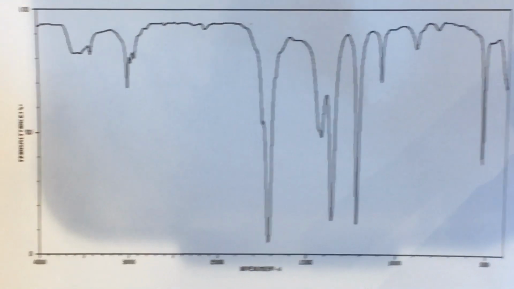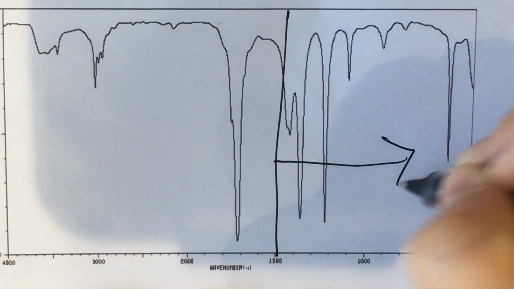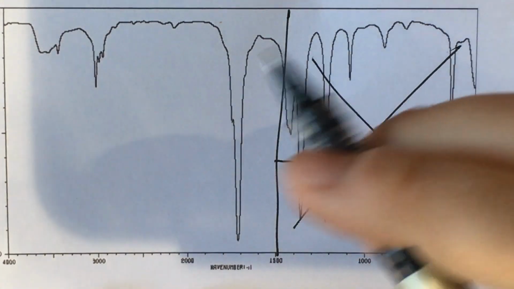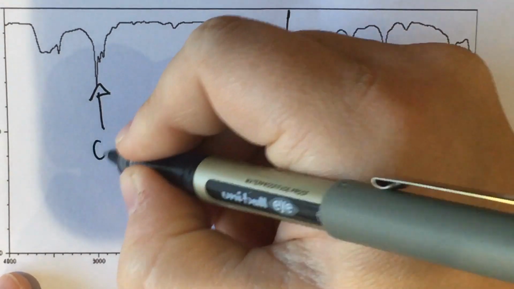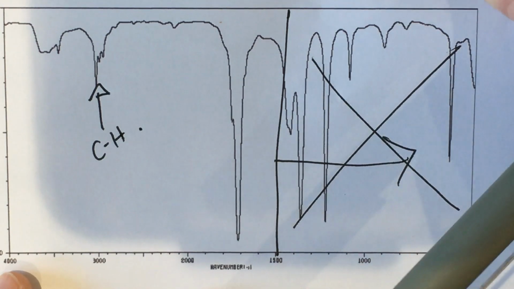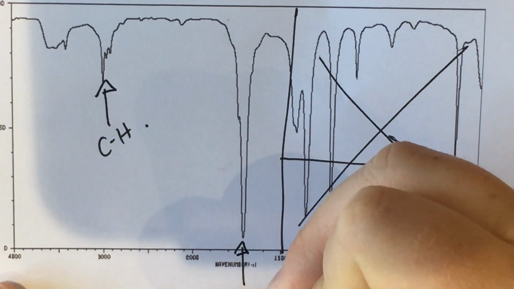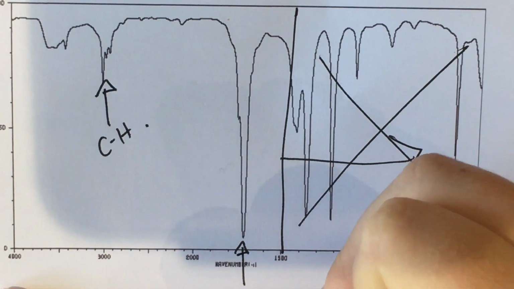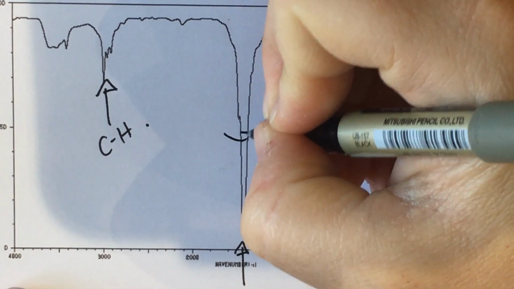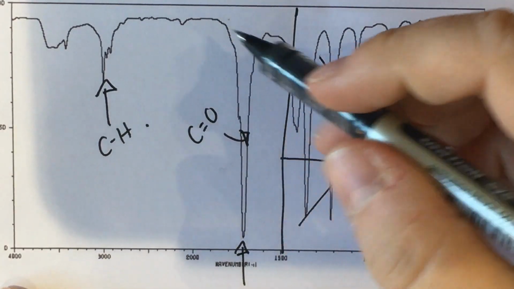The last one is this one. Again, 1500 that way, ignore, don't care about it. So this one here, that's at around 3000 wave numbers, will be your CH peak. So that just tells you it's got carbons and hydrogens, so not very useful. But this one over here, at around 1620 wave numbers, just like on the previous spectrum, is your C double bond O peak. So that's a carbonyl group.